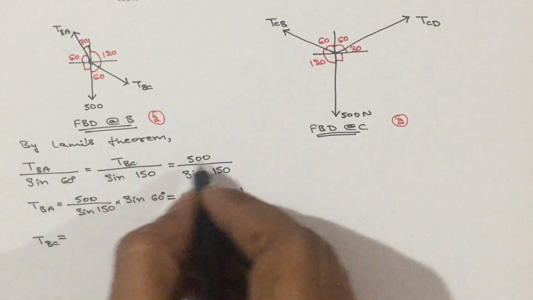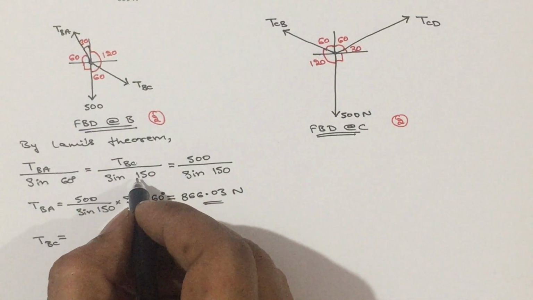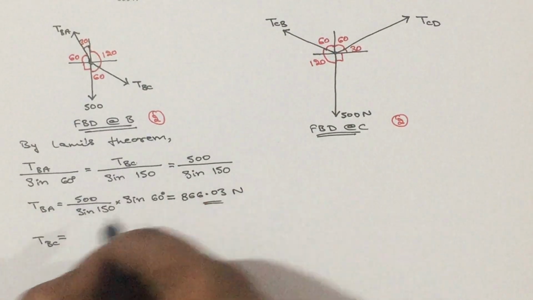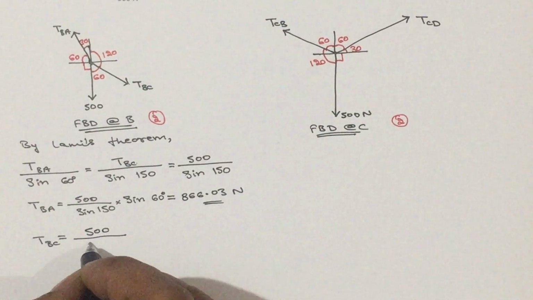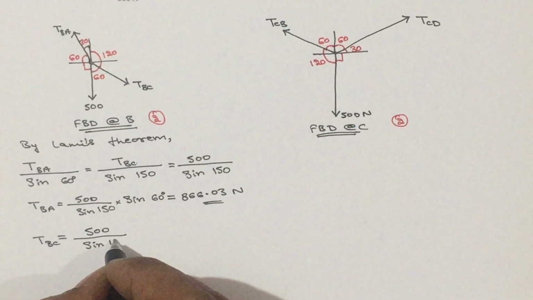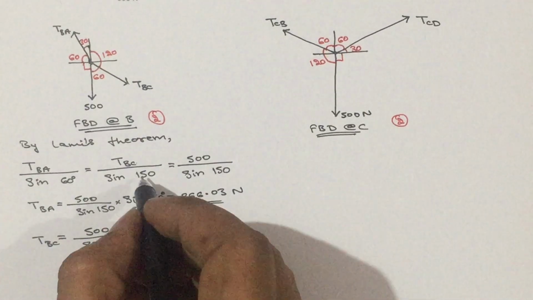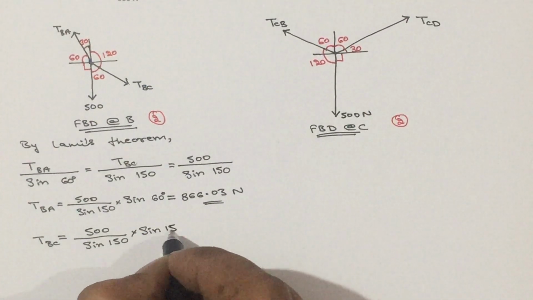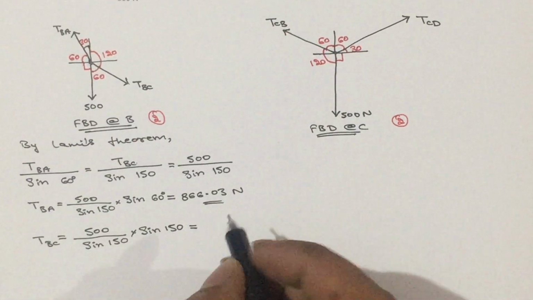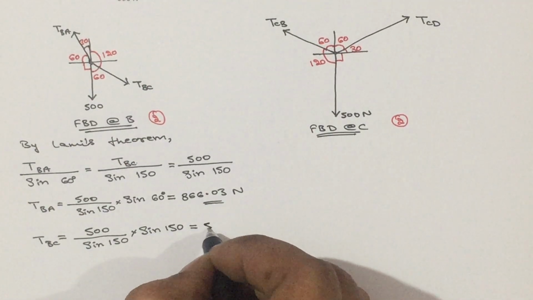Then TBC you are going to get it as, select the second part and the last part. TBC is the unknown, just cross multiply, you are going to get 500 divided by sine of 150 multiplied by sine of 150. You will get the value as 500 Newton.